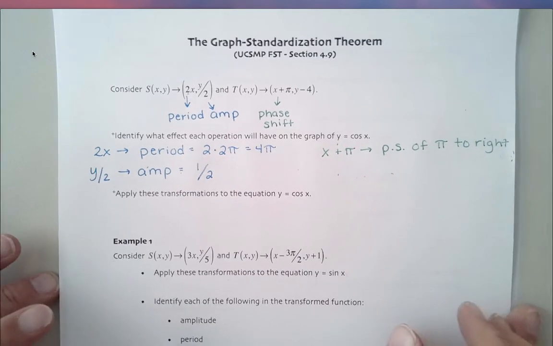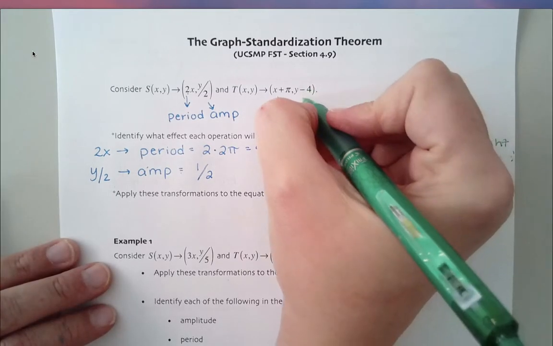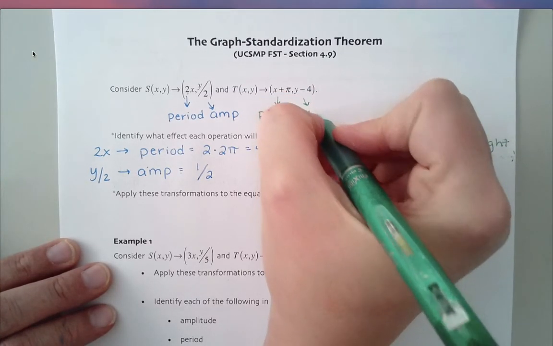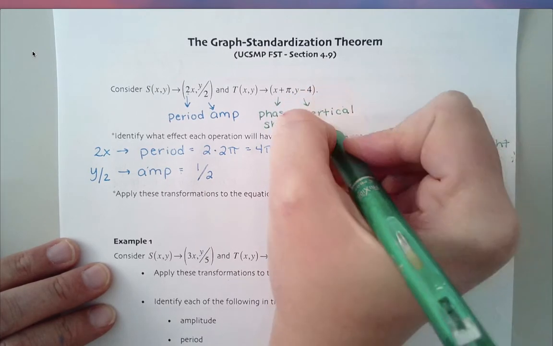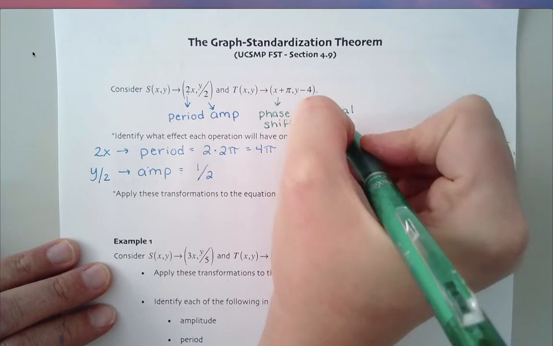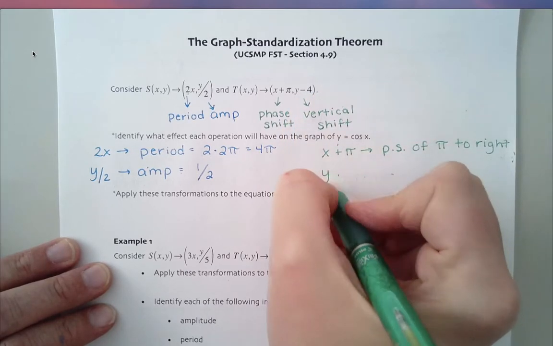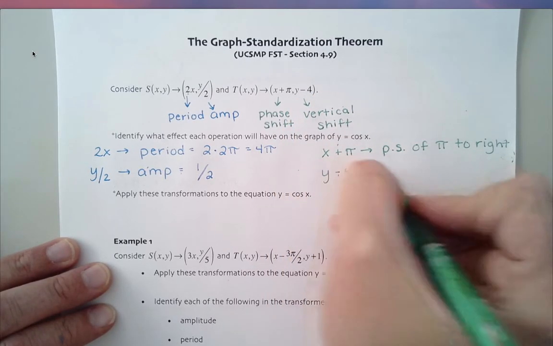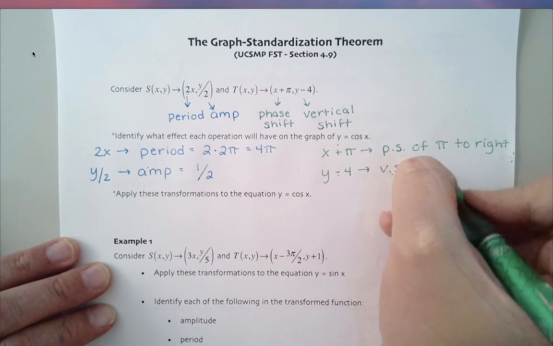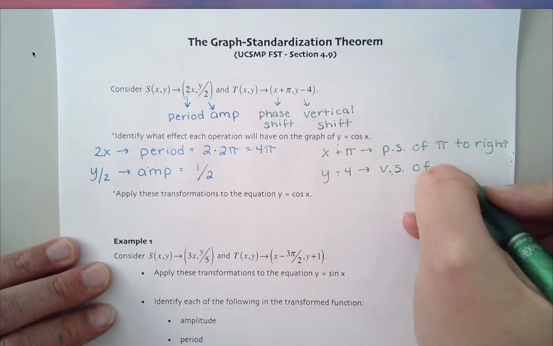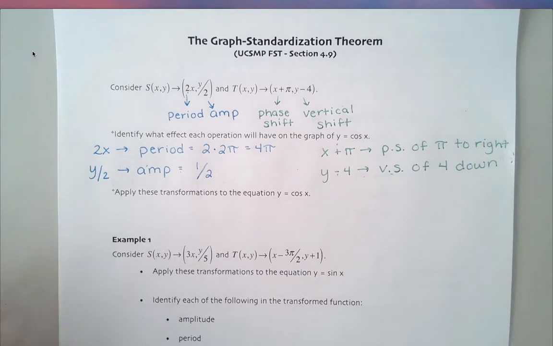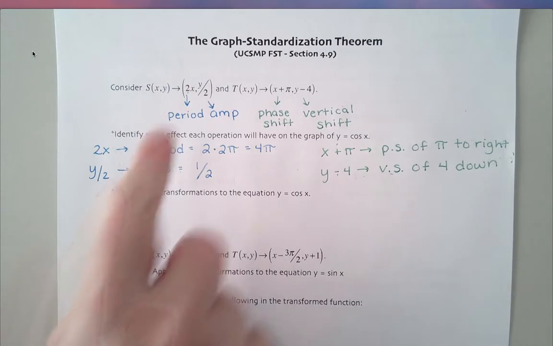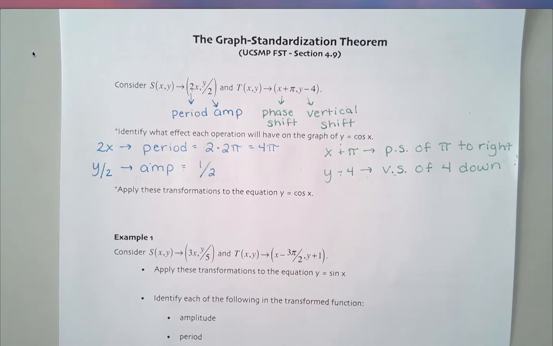Okay. And then the y minus 4, anything going on with the y is going to be dealing with a vertical change of some kind. So this would be a vertical shift. So y minus 4 is giving my graph a vertical shift of 4 units down. Okay, so that's how all 4 of those things are going to work together. Each one of those things affects one property of my graph.